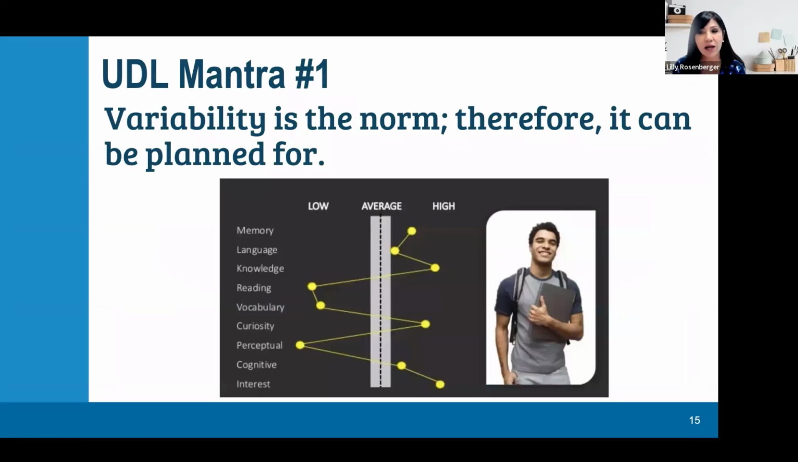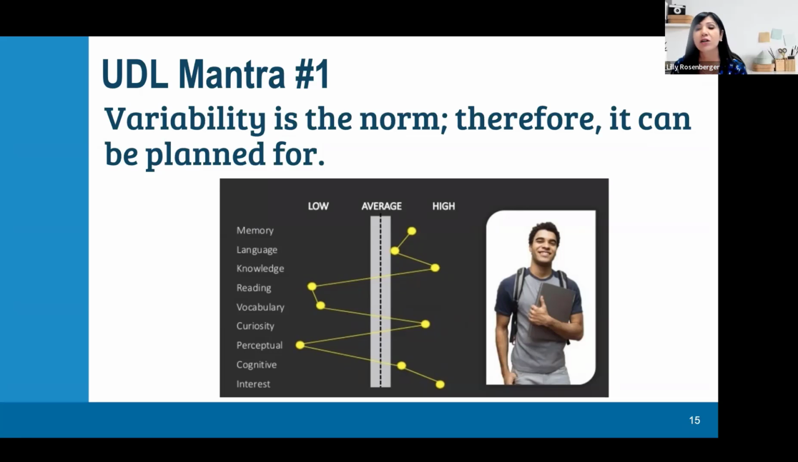We'll now spend a little time exploring the role that providing supports such as highlighting, text-to-speech, or masking plays in our classrooms every day. We will consider a few mantras related to UDL to help us focus our time together. Our first mantra is that variability is the norm, and therefore it can be planned for. This means that we recognize that there is no such thing as an average student, and that every single one of our students has individual strengths and areas for growth.